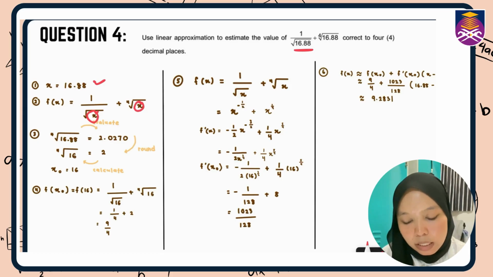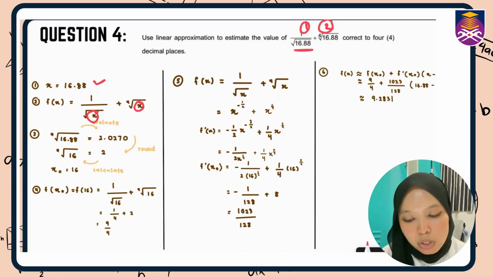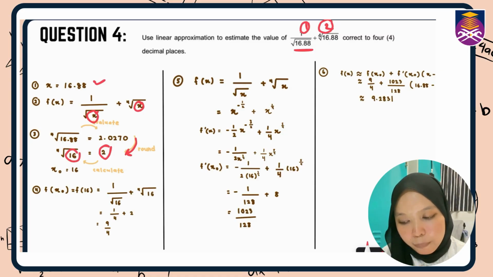And then next step, which is finding the value of x naught. So there's two terms here that we can choose to evaluate. I chose the fourth root of 16.88 to evaluate, and the answer will be 2.0270. And then I will round off the value into an integer value, which is 2. So then I will calculate the possible value that can be equal to 2, which is 16, because the fourth root of 16 is equal to 2. So the x naught is 16.